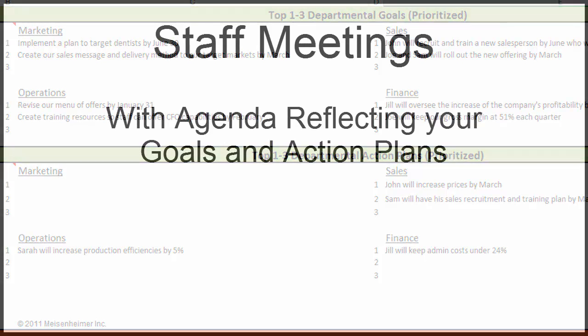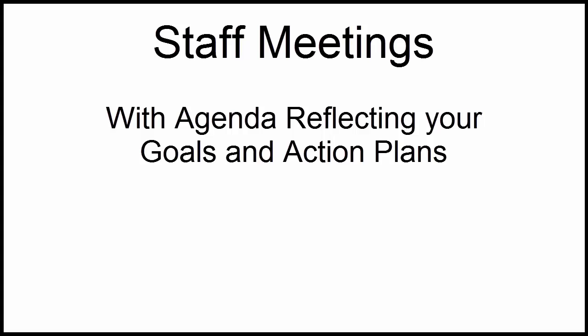We highly recommend that you conduct regular staff meetings. The meeting agendas should be largely made up of the goals and action plans that are identified in this process. By going around the room in your staff meetings and having each person report on the status of their goals and action plans, you will make sure that everyone understands if the company is on track or off track in achieving your control panel plan.